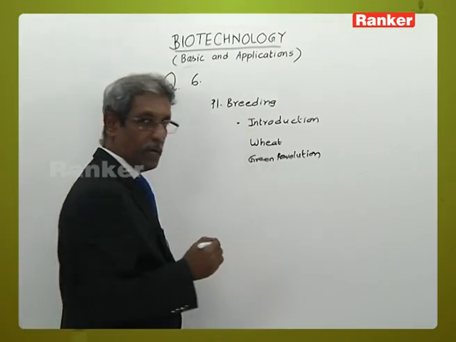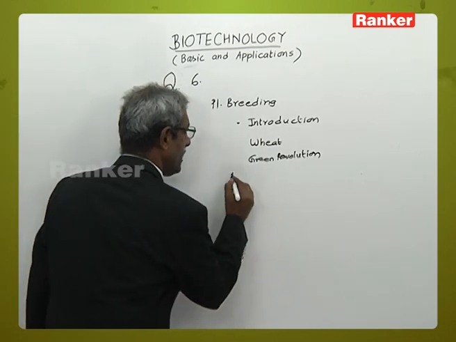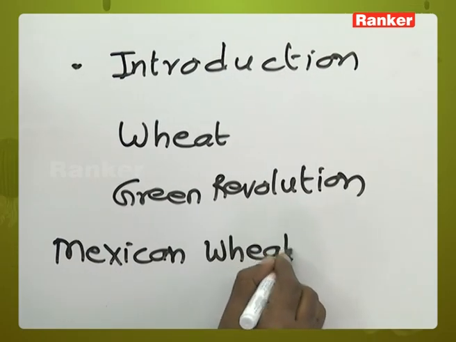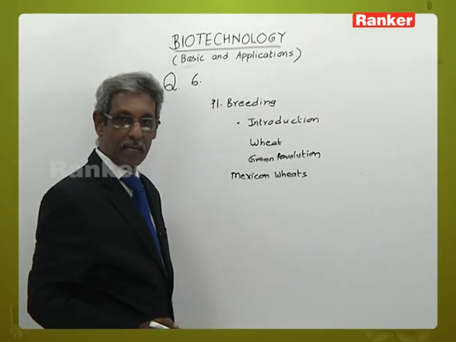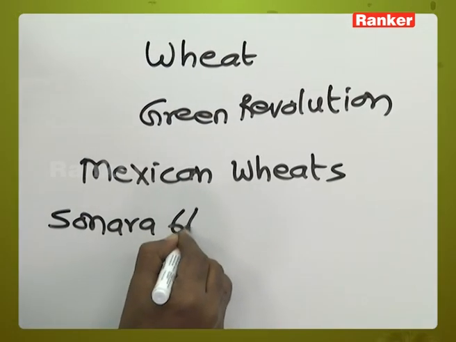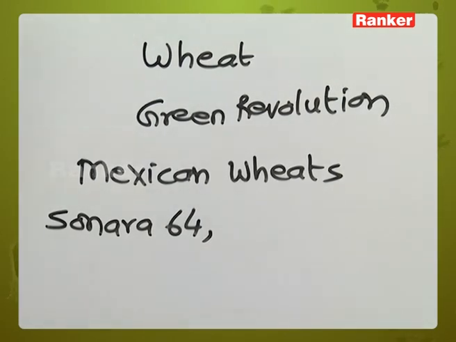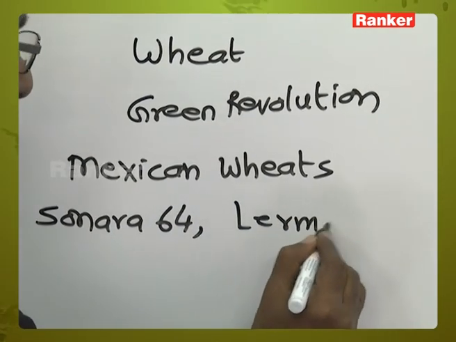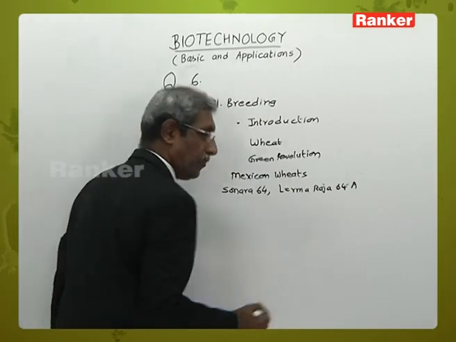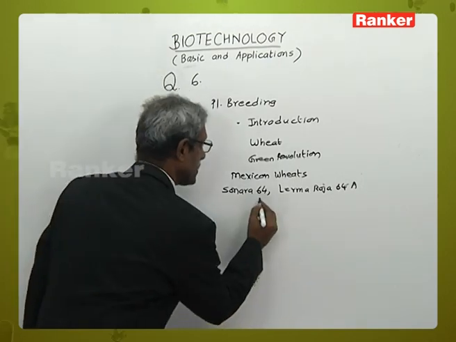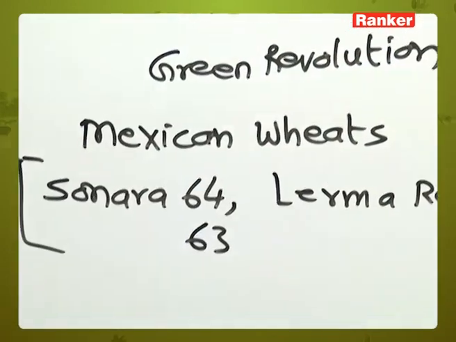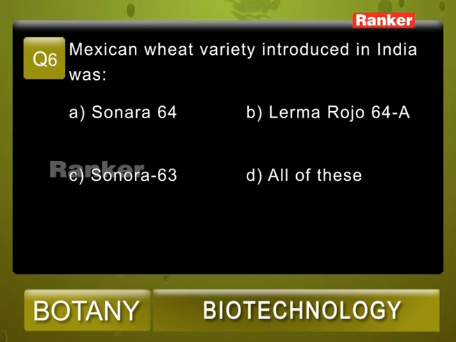While we are dealing with introduction, common varieties which have been introduced are the Mexican wheats. The common Mexican wheats are Sonara 64, as well as Lerma Roja 64A and also Sonara 63. So all these are examples of introduced varieties in our country. Hence the right answer is D.